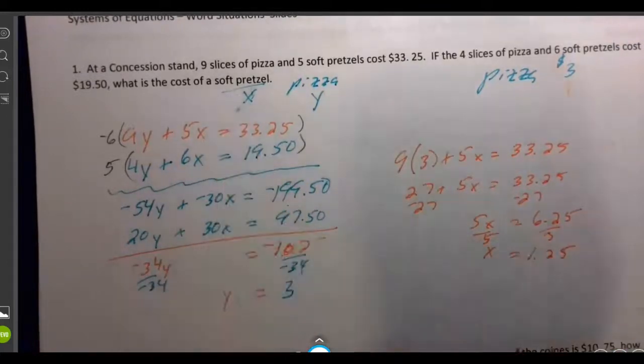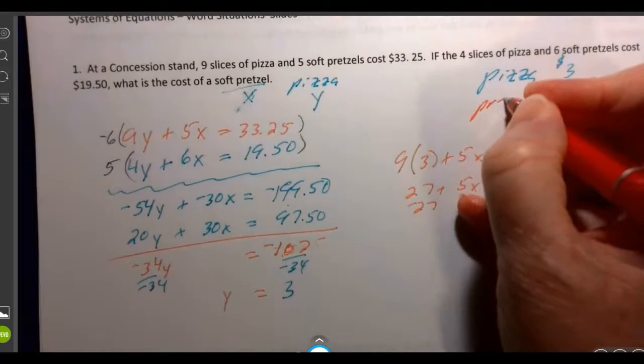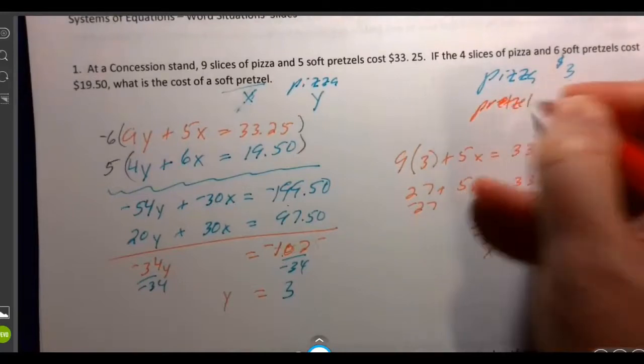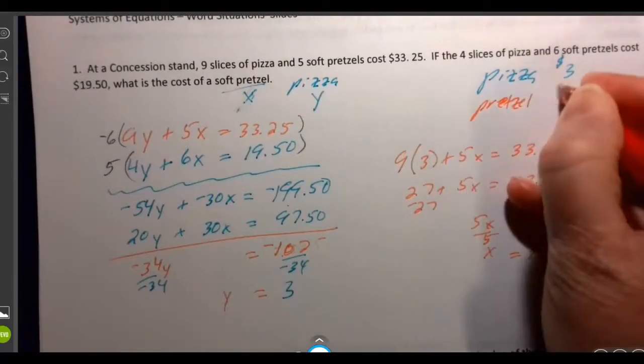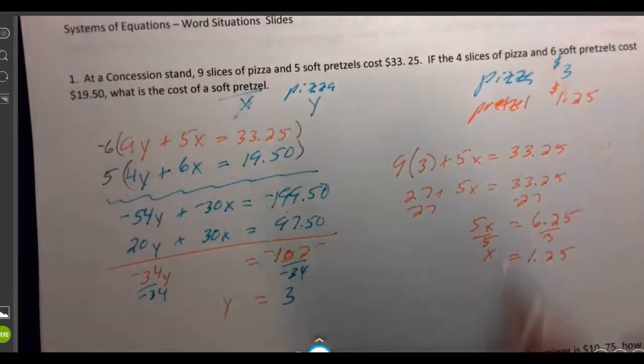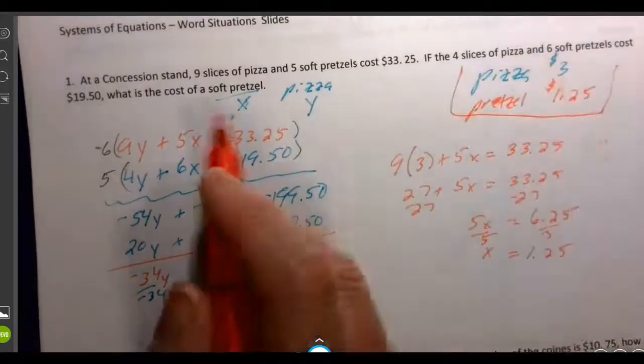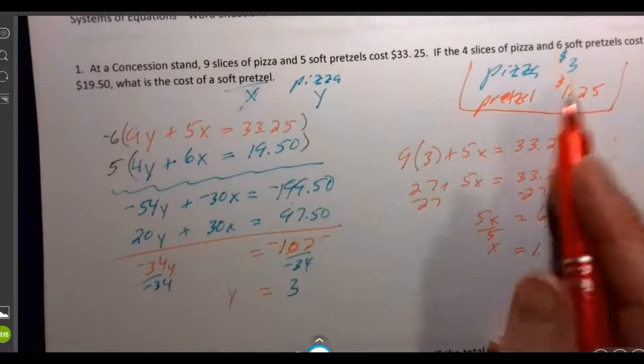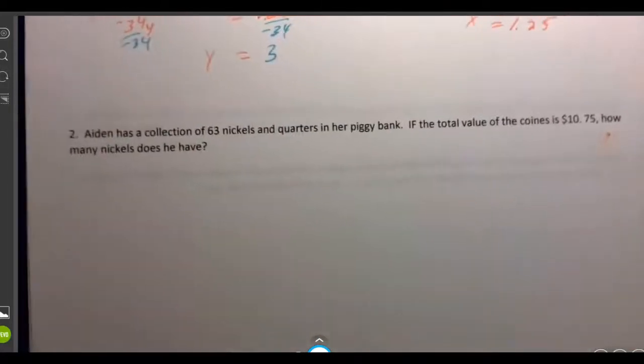So what does that mean? That means that the pretzel cost $1.25. Okay? So these are my answers right here. All it asked for those was a soft pretzel. I just happened to give them both because I already had it. Okay? Let's look at another type.